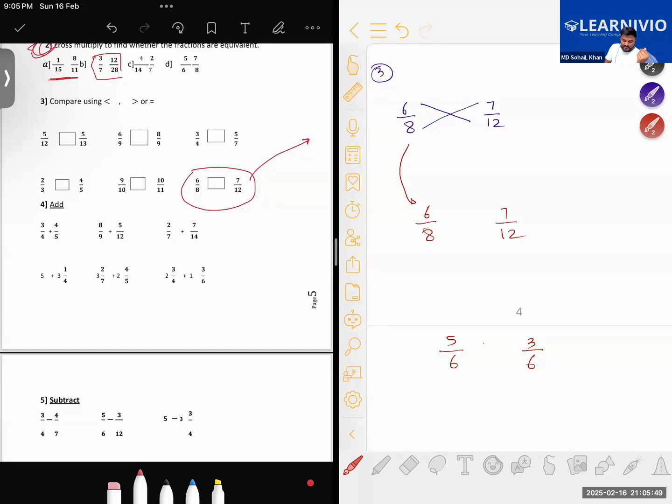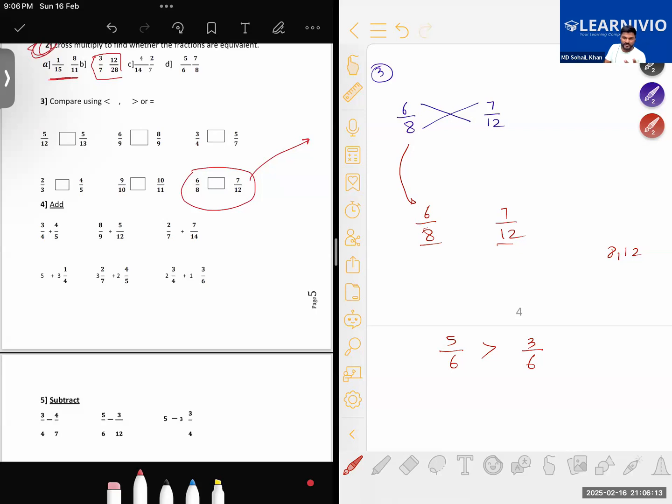So we know that the fraction with the bigger numerator is basically bigger. Okay. So how about we convert these into like fractions? Then we'll be able to find out which one is bigger, isn't it? Okay, so LCM of 8 and 12 is going to be how much?